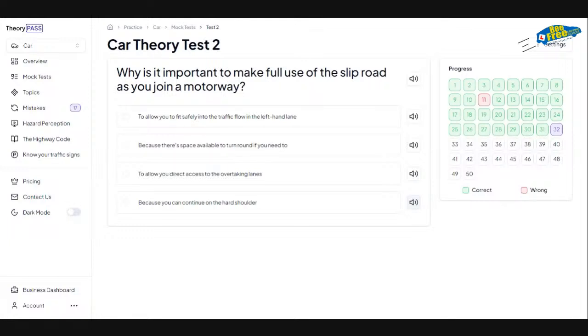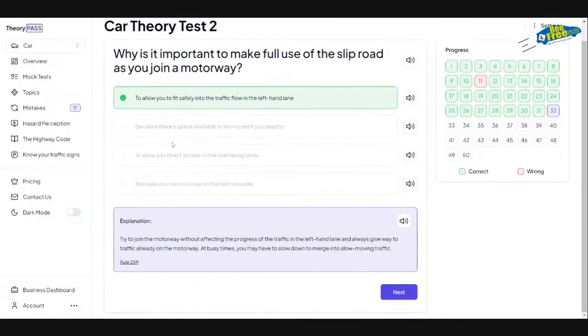What speed are the vehicles that are already on the motorway? They can be 70 miles an hour. So you need time to fit safely in with traffic. Let's make sure I've read that correctly. To allow you to fit safely into the traffic flow in the left-hand lane. That's the correct answer. Yeah, you need time to build up your speed. Okay.